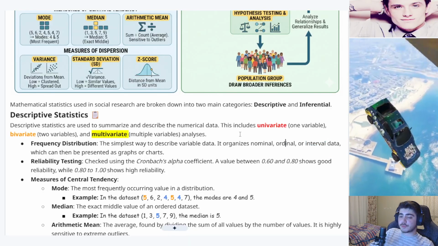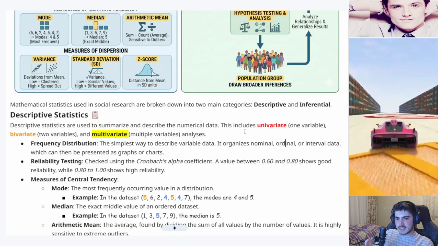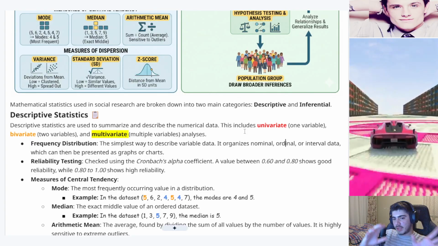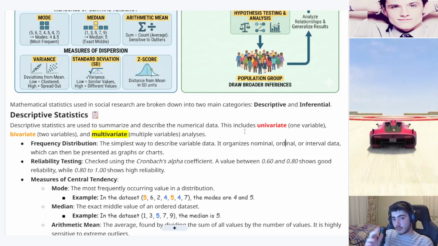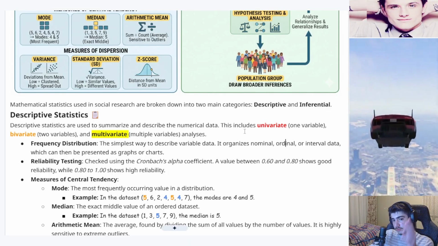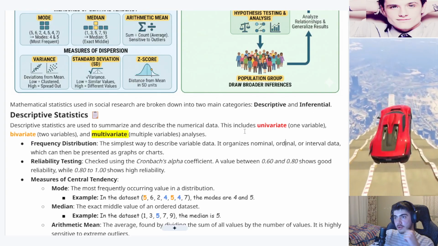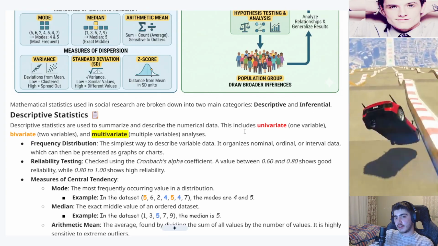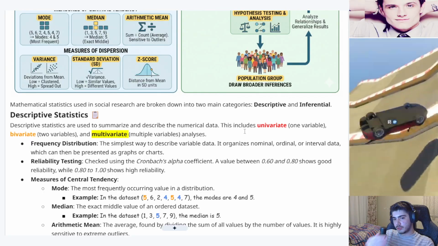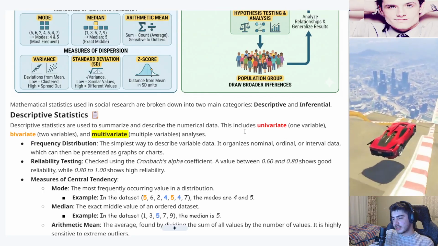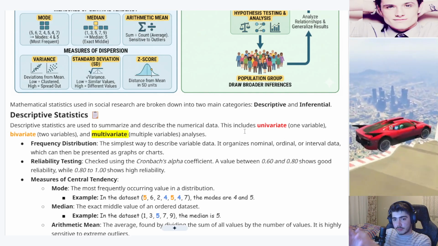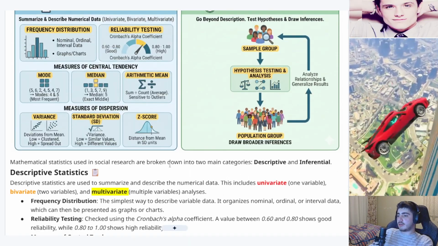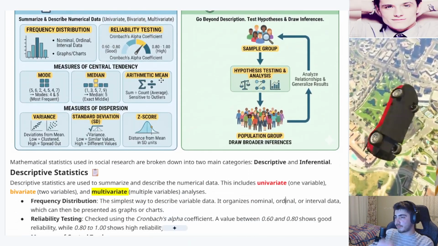One of them stands for classes, like female, male. One of them stands for ranks or orders, like first place, second place, level of education, like high school, university, etc. Interval just goes 1 to 5 with a fixed interval ratio, etc. I don't know if you need to know these.